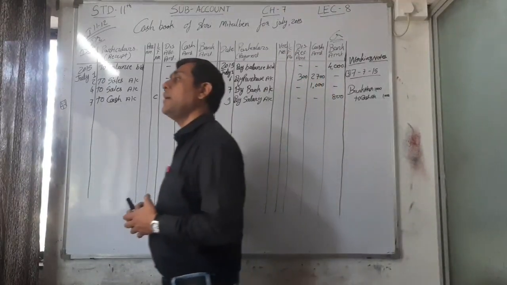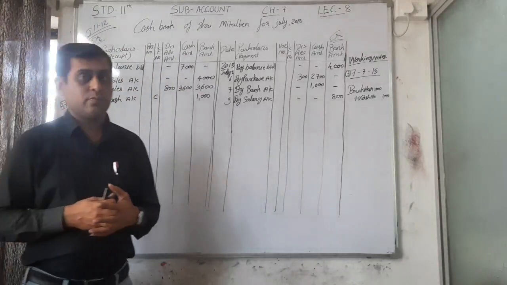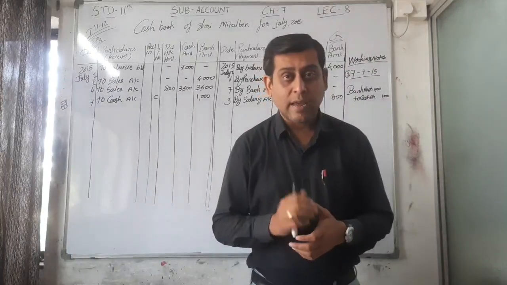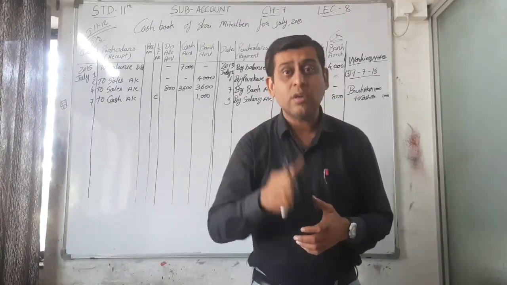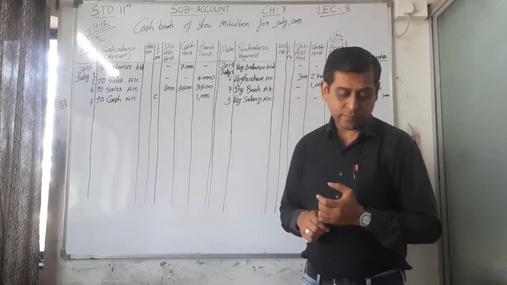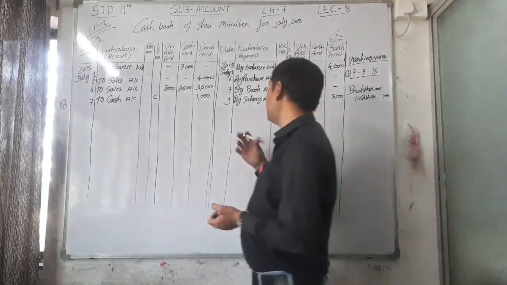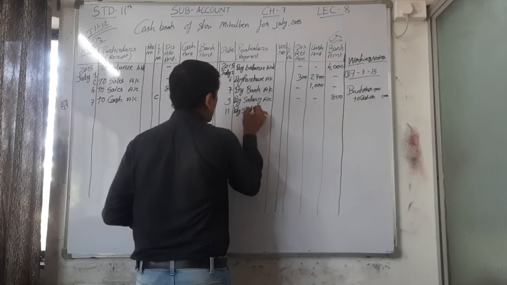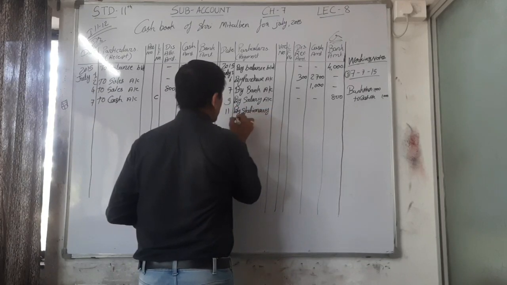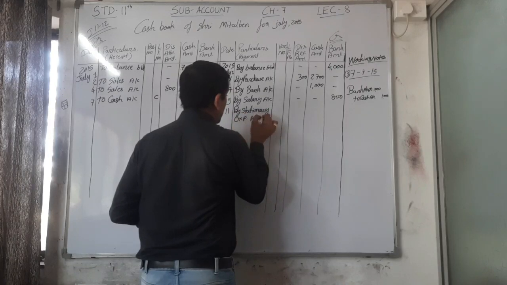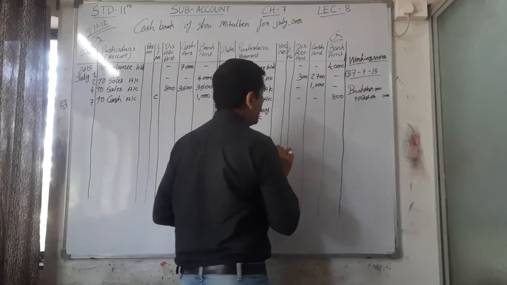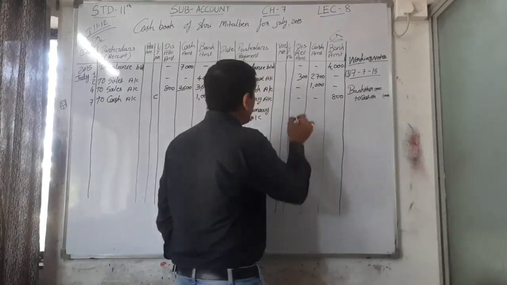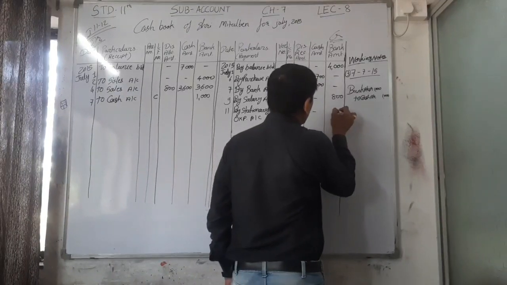Stationery expense account debit to bank account. And that is also a payment. So we have to record on the credit side, that is the payment side. The date is 11. By stationery expense account, and it is paid through check. So here the amount is 300. We will record it in the bank column.